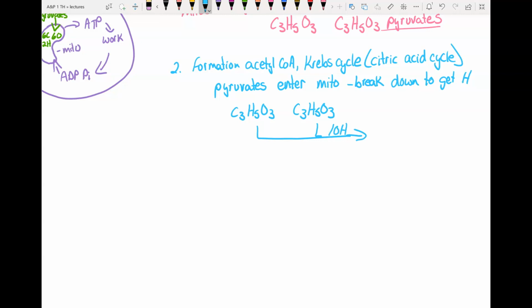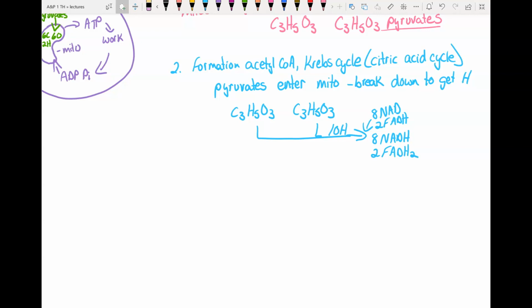Well, remember, whenever you pull out hydrogens, they have to be on a carrier. So we need 10 more little taxi cabs to come along and pick them up. We're going to have 8 NAD and 2 FAD. Just think of these as like different taxi companies. Think about if you go to an airport or a train station and there's different types of taxi cabs. That's what this is. NAD and FAD are just two different types of taxi cabs. They come along to pick up those 10 hydrogens. So you get 8 NADH and 2 FADH2.